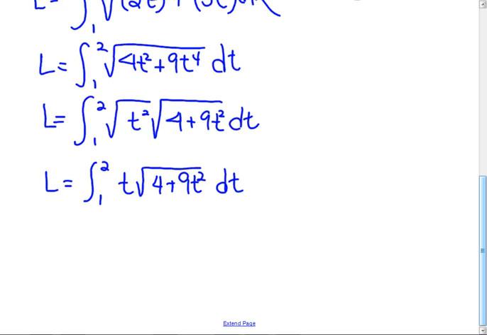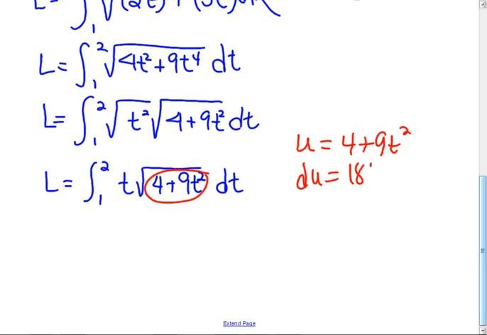Why will it work? Because if you let U be equal to this, then du equals 18t dt, so I'd have a 1 over 18 out here. Then, of course, you'll remember to change the 1 and the 2, right? When t is 1, this is 13. When t is 2, 40. We're not going to do it, but this would be u to the 1/2.